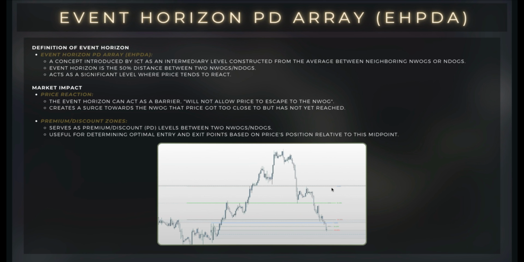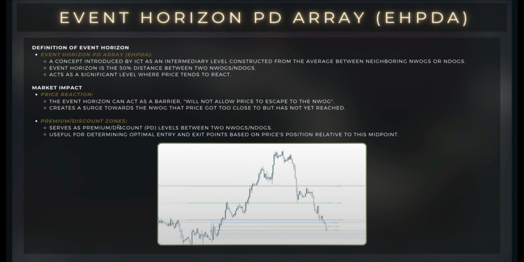Price reaction. The event horizon can act as a barrier, and will not allow price to escape to the new week opening gap. It creates a surge towards the NWOG that price got too close to but has not yet reached, right? So sometimes price again will touch up on that EHPDA. It gets close to the new week opening gap that it is trying to protect, either at the bottom or at the top, but it won't let price escape unless it's time for price to switch models, or it's trying to switch models. And by models, I mean market maker models.